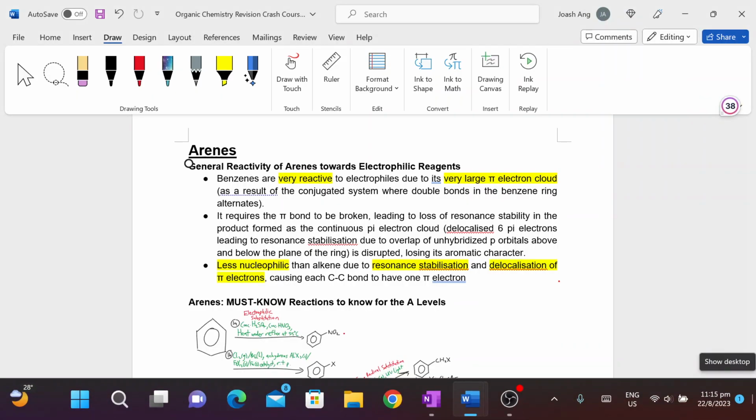Hey, welcome back. And today we are gonna be looking at arenes. So arenes are aromatic compounds that have a continuous layer of p orbitals sideways overlapping each other and causing the delocalization of pi electrons across the structure. So one such example of an arene is benzene. So I'll draw a benzene for you.